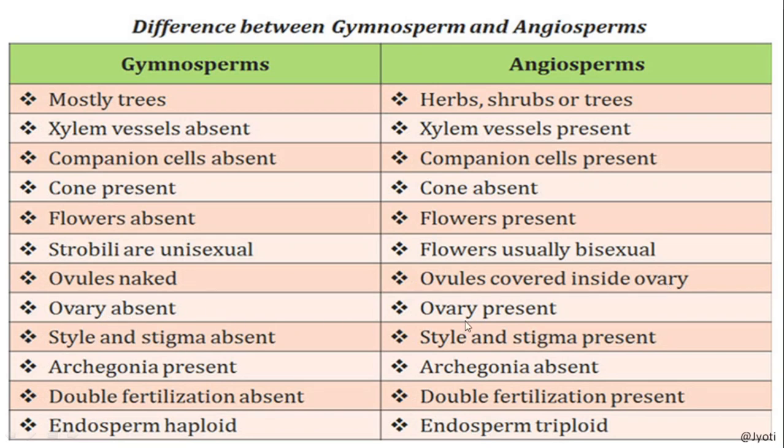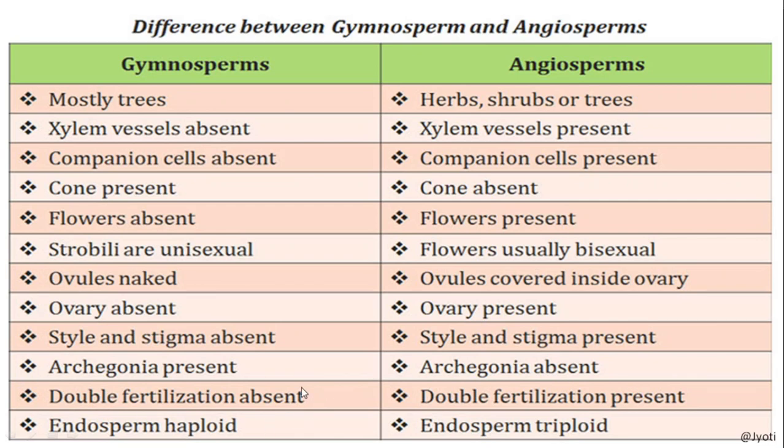Here ovary is absent, here ovary is present, and here style and stigma are absent. Only the ovule is present. Here style and stigma are present. Here archegonia are present, but here archegonia are not present. Rather, embryo sac is present.